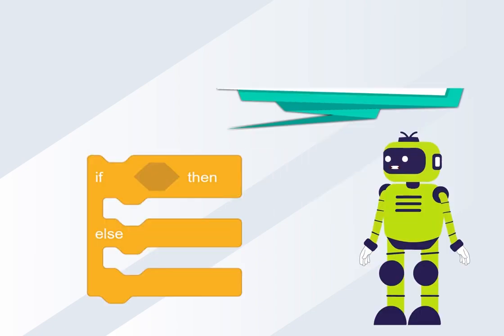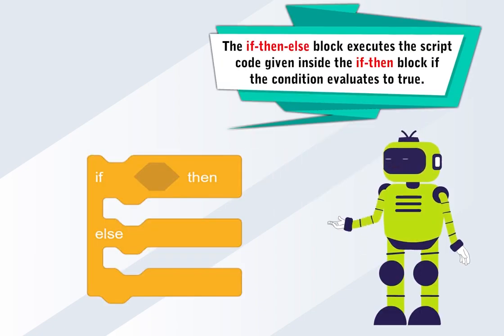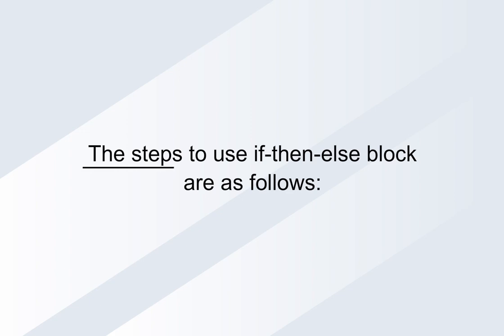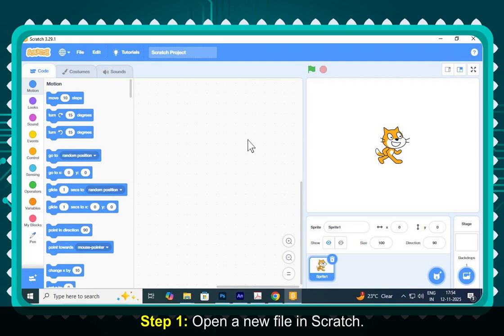If-then-else block. The if-then-else block executes the script code given inside the if-then block if the condition evaluates to true. In case the condition evaluates to false, it will execute the alternate scripting code blocks given inside the else block. The steps to use if-then-else block are as follows. Step 1. Open a new file in Scratch.